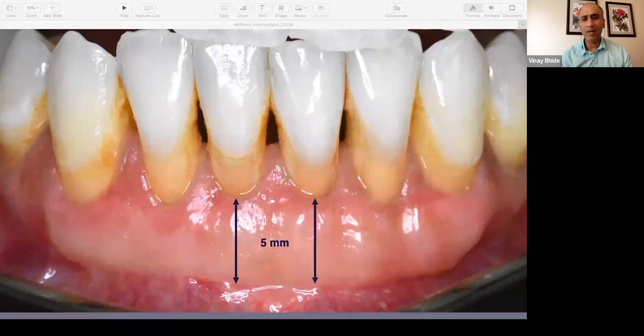And we can see that at 1 year, we've got an increased zone of keratinized tissue, increased vestibular depth, and this graft is really not going anywhere. And if anything, it's going to help prolong the life of these teeth. And here you go again.